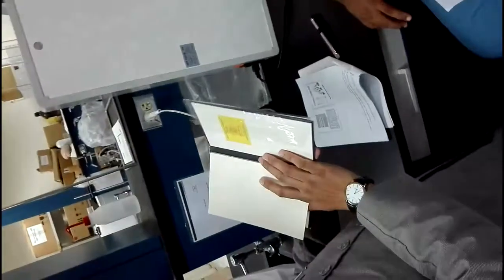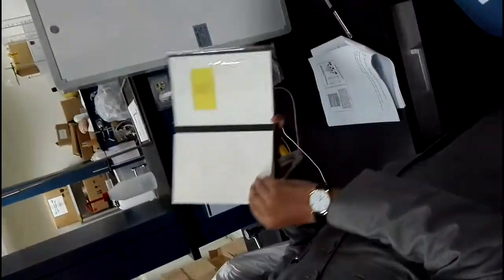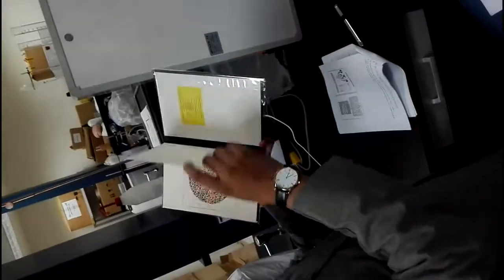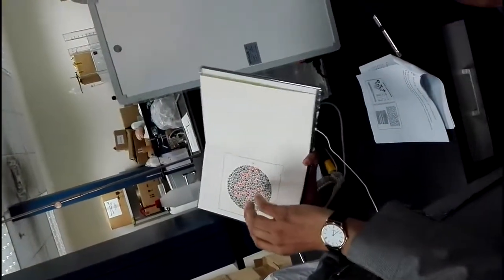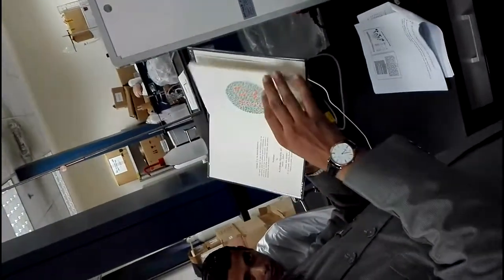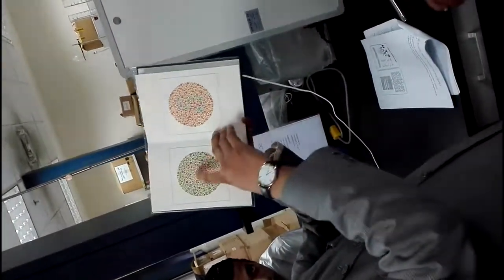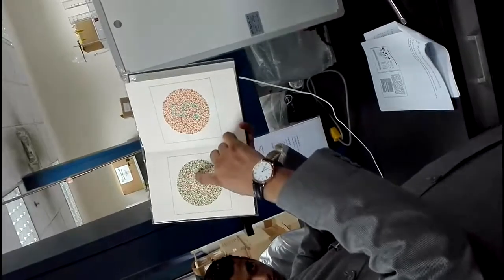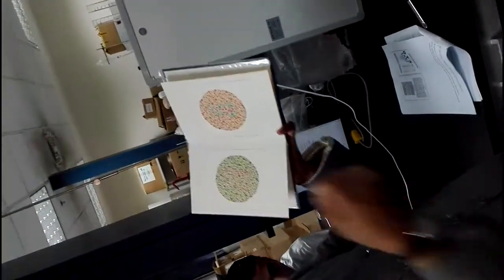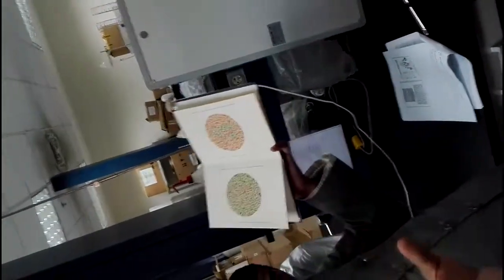Now missing. Just a second. The key is missing. There is a key at the back. You don't need the key. What is written in the key? For example, in this plate 2, a normal person will read 8, but a person with red-green color blindness will read 3. Now you don't have to remember this. Okay?